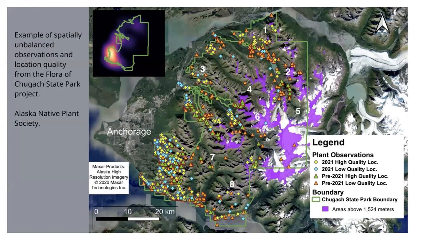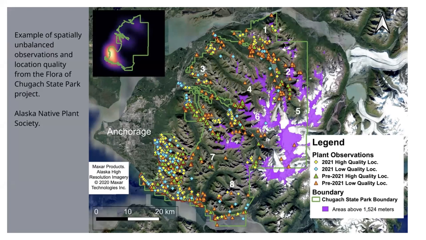And so here's that example of spatially unbalanced observations. The slide's a little busy, but it's from Alaska. I'm a board member of the Alaska Native Plant Society, and this is a citizen science project I worked on with them. You can see the dots are the observations of plants. And the goal of this project was a floristic inventory of Chugach State Park, which is right near Anchorage.